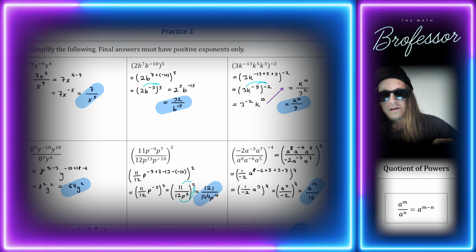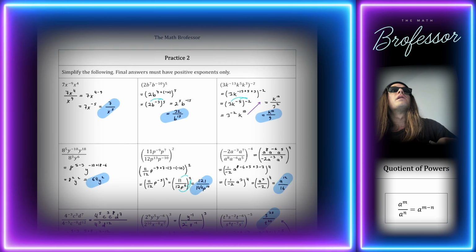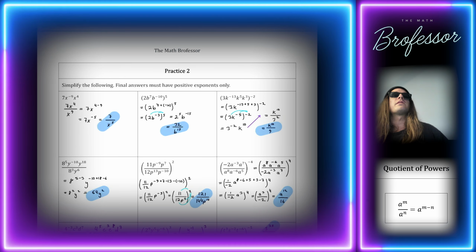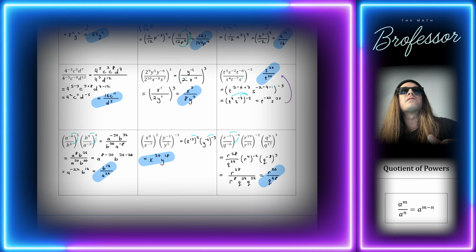All right, that completes practice 2. So here's the first 6 completed. And again, disclaimer, I make mistakes. There might be something in here that's wrong. That's fine. Correct it, figure it out, practice these. Here's the bottom 6.